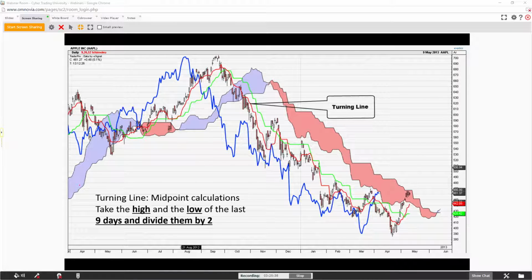So in this case scenario, you've got a cloud that goes up here, and this is an old chart of Apple. Don't let that freak you out. We'll do all live charts here in a minute. And then you see where the cloud shifted from red and has stayed red. On this thing, the thing that's closest to the price action is this red line, the turning line. The turning line is a midpoint calculation where you take the high and the low of the last 9 days and divide that by 2.